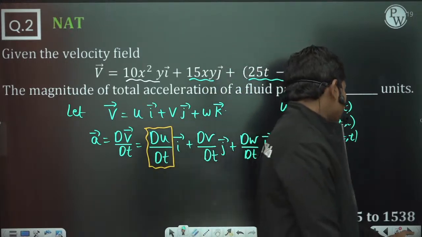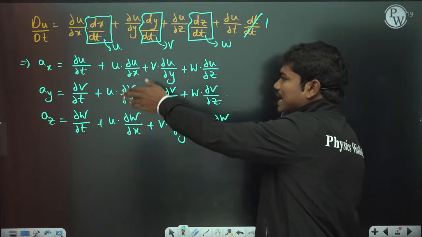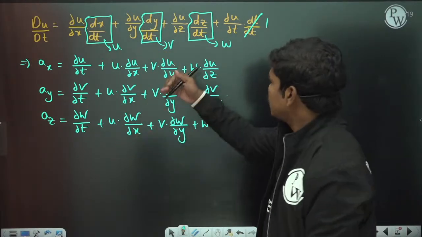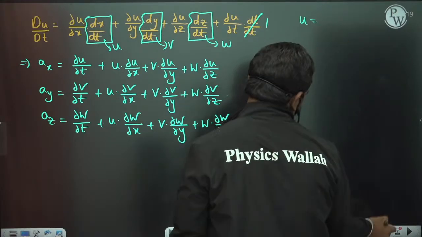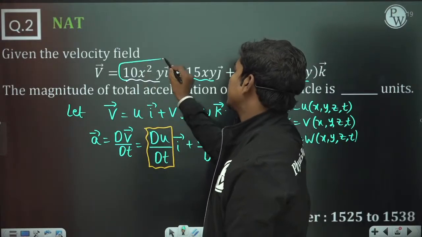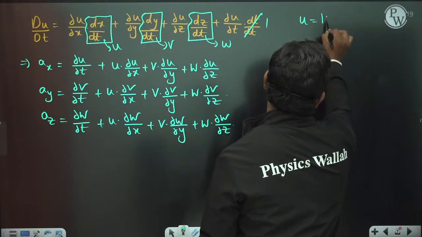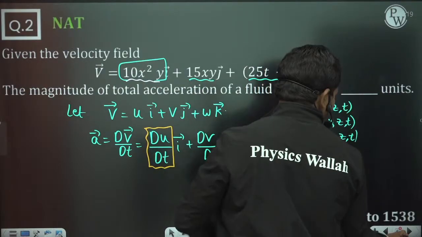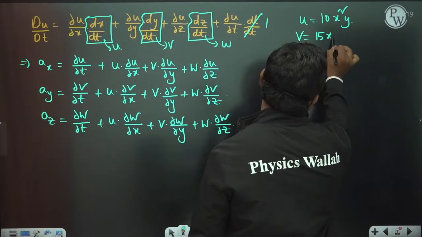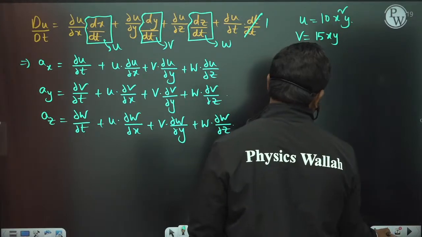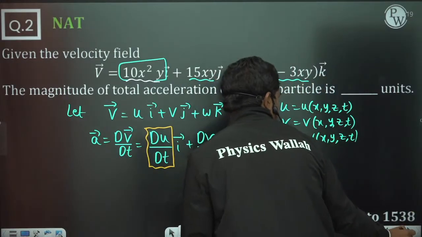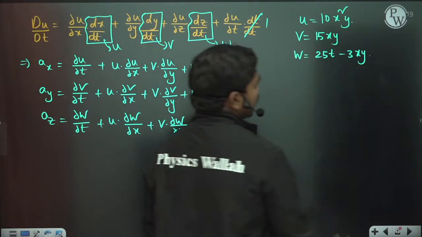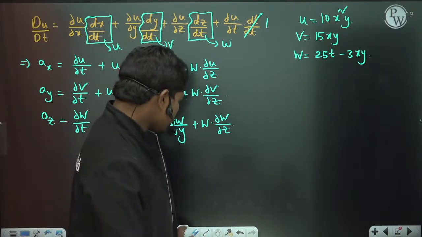So first of all, let us calculate these values. These are the components of acceleration in x, y and z directions. Now let us see what the given functions are. U, the x component of velocity, is 10x²y. The y component of velocity v is given by 15xy, and the w component is given by 25t minus 3xy. So 25t minus 3 times xy. Let us substitute these values.